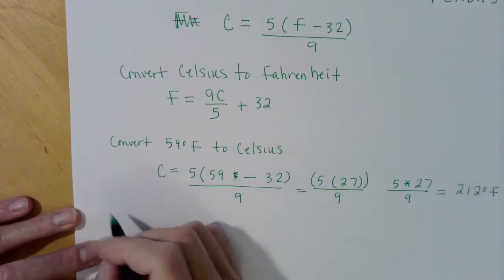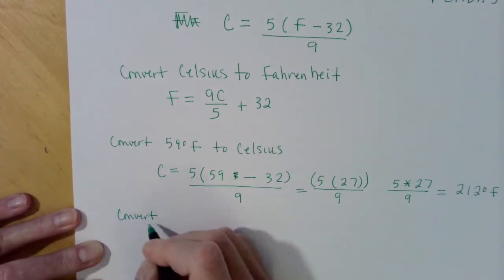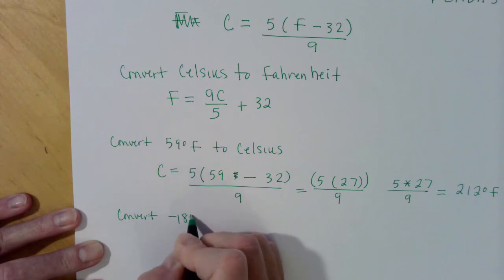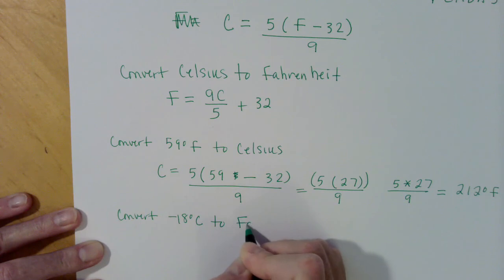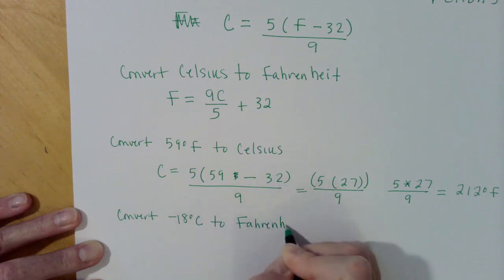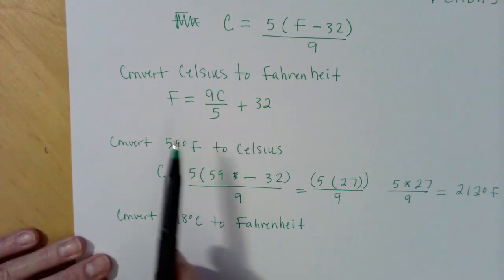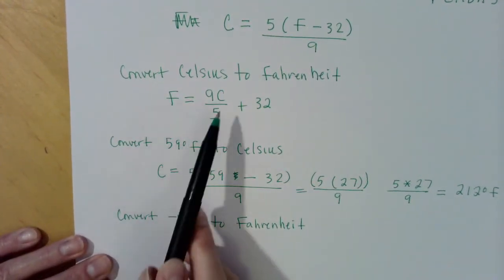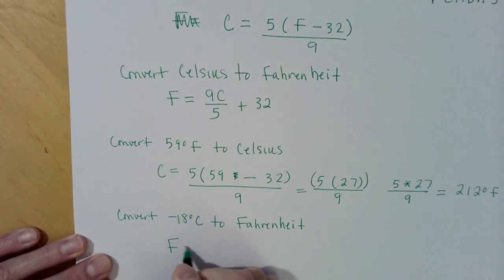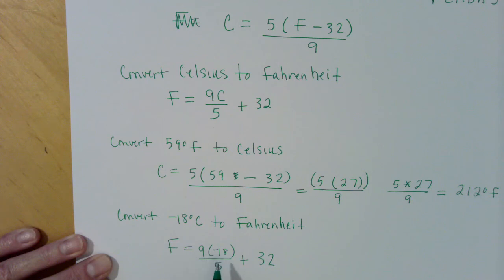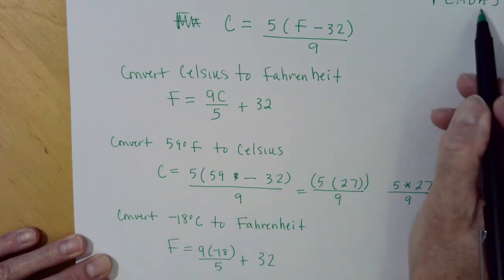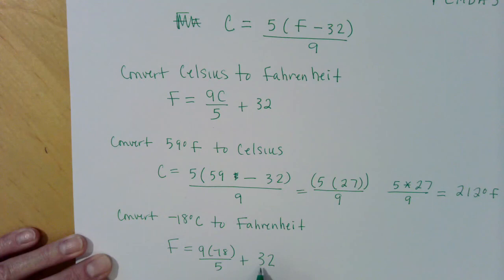Alright, now let's go the other way. Let's convert negative 18 degrees Celsius to Fahrenheit. So we want to end up with Fahrenheit, so we're going to use this formula, and we're given Celsius, so that's what we plug in. So we have 9 times negative 18 divided by 5 plus 32. Now remember that you do the 9 times the negative 18, and then you have to do multiplication and division. So next you divide by 5, and the last thing is the add and subtract. So last of all, you add 32.